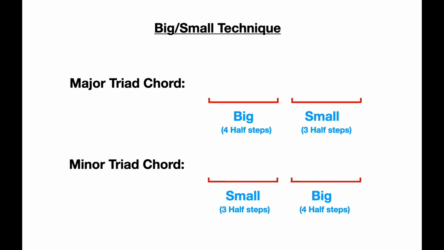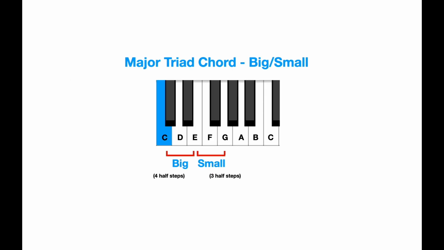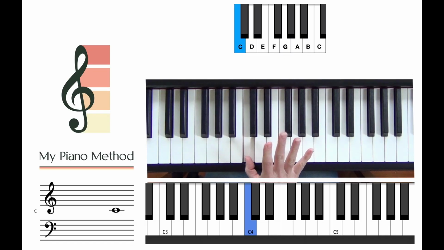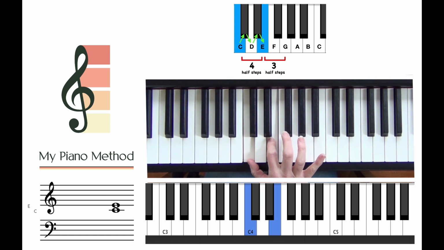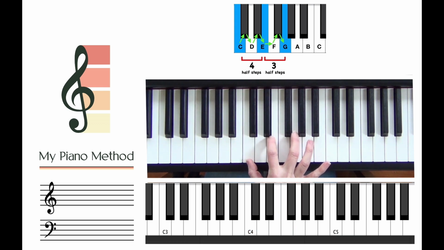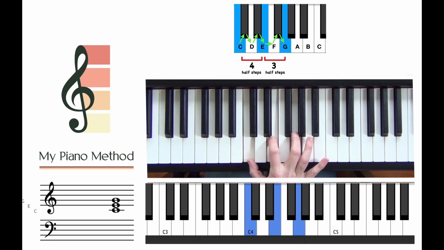So let's do this on the piano. Let's build a chord from the note of C. So let's start on middle C and take a look at building our chord from here. We pick our root note and we move up 4 half steps followed by 3 half steps. So 1, 2, 3, 4 followed by 3. 1, 2, 3. And this will be a major triad.